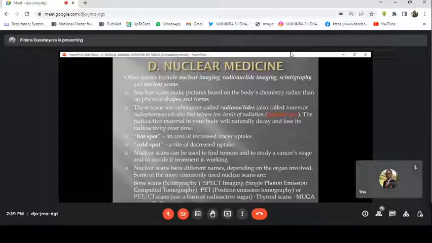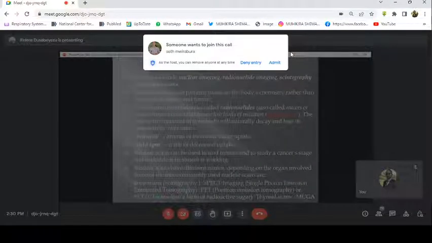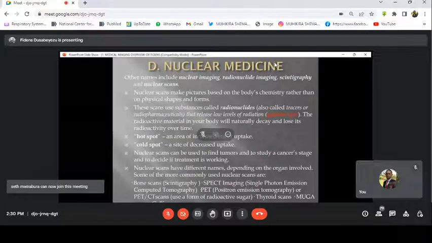That's how it works. And from there are two terms we use in nuclear medicine. We use hot spot when there is an area of increased tracer uptake, increased energy uptake. We call it tracer uptake. When there is an area of increased tracer uptake, that we call hot spot. When there is less, it is decreased.